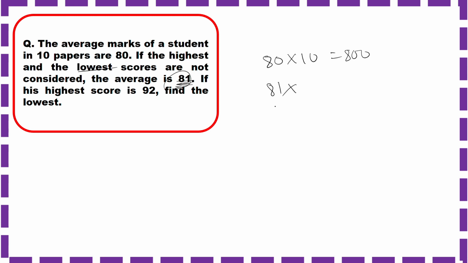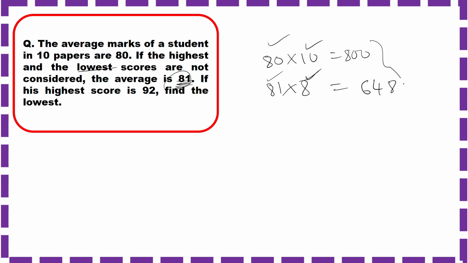How many papers are excluded? 2 papers. One is the highest scored paper. The second one is the least scored paper, right? So 81 into 8. So these are the number of papers. In first case we had 10 papers. In second case we had 8 papers. This is the average, 80 and 81 respectively. So 81 into 8 will be equal to 648.